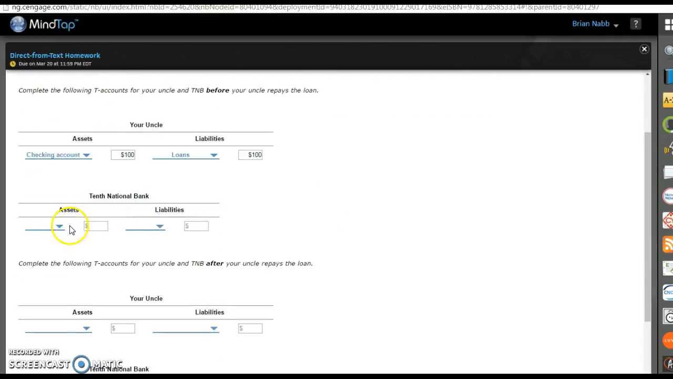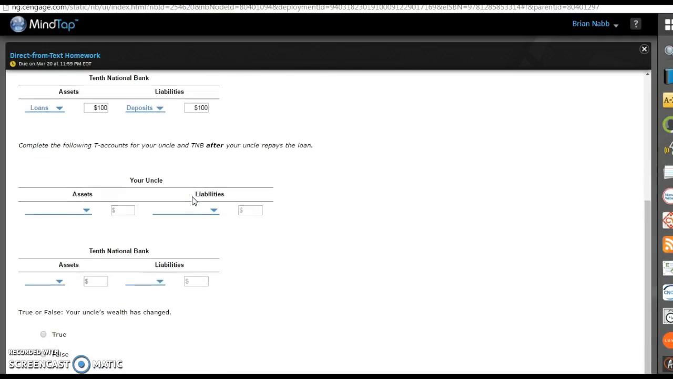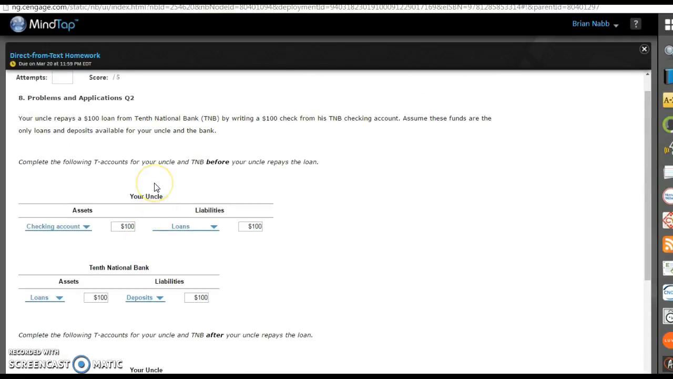And you look at his liabilities, is the loans, and he has $100 worth of loans. As you scroll down, 10th National Bank, a bank's asset is the loan for $100. And the liabilities, the deposits for $100. Now, as you notice, both his net worth, there's been no wealth created. Assets equal liabilities, so his wealth has not changed. And as you go down here and work the problem out below, it'll come down to the true or false. Your uncle's wealth has changed after he pays off the loan. I'll leave you to figure that out after he pays off the loan.